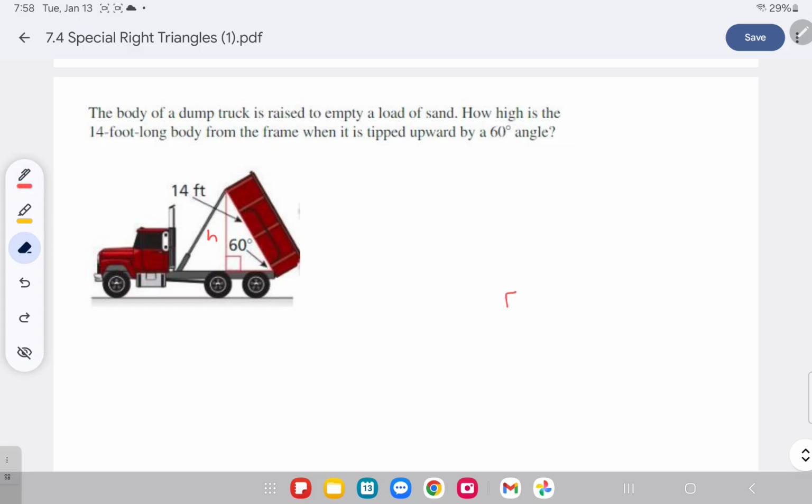I drew the reflection of it. Hold on, let me draw it the same. So 90, 60, 30. We know the hypotenuse is 14. Even though we're looking for the long side, if you don't know the short side, that needs to be your first step. So our short side is half of the hypotenuse. Because our hypotenuse is 14, our short side is 7, which means our height is 7 times the square root of 3.